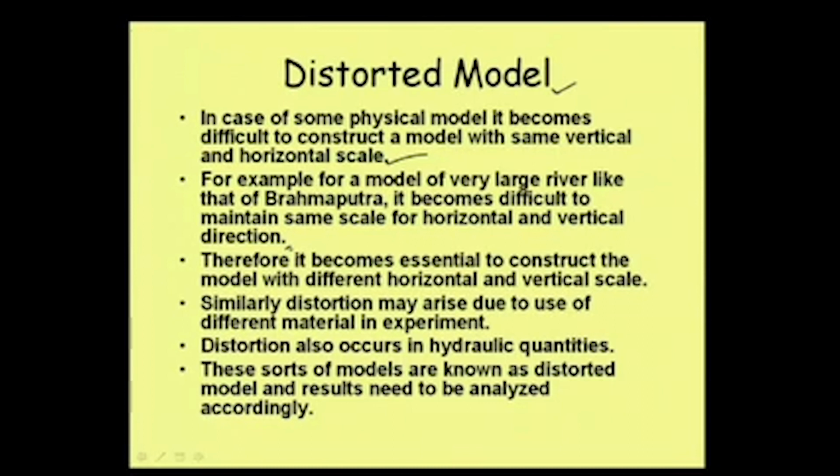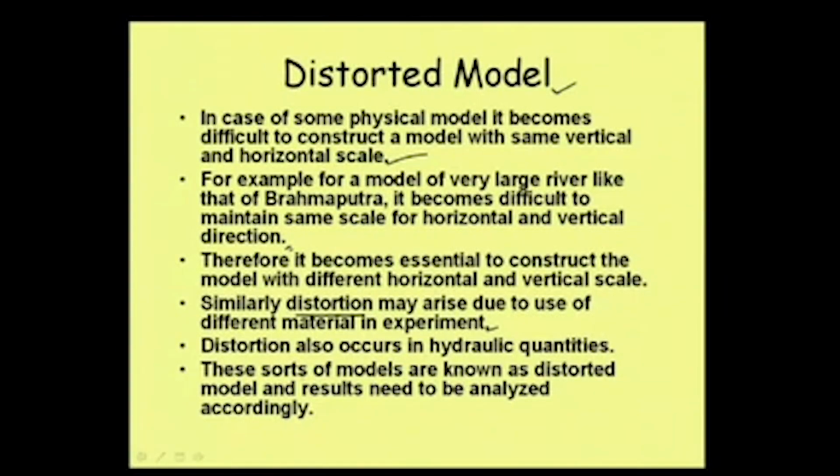Well, then there may be another case. Distortion may arise due to the use of different material in the experiment. Say, we are talking about scouring, and our bed material is a boulder and we are reducing the size. To represent the boulder, if we reduce the size by the same ratio, the particle diameter of the material that we will have to put may be very small, and this may not give the same behavior as the boulder, because when we reduce the size to a very small size, its entire behavior changes, frictional property, cohesive property, everything can be different. That is also one kind of distortion.